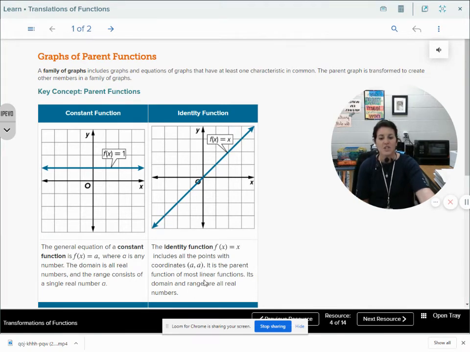It's the parent function of most linear functions, and its domain and range, in this instance, are both all real numbers, because any x value I plug in, I'm going to get a corresponding y value. Any y value that I can think of, I'm going to have a corresponding x. So this goes on forever and ever in both directions, covering all x values and covering all y values.